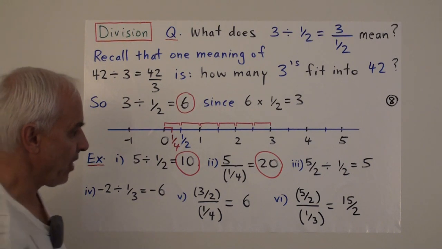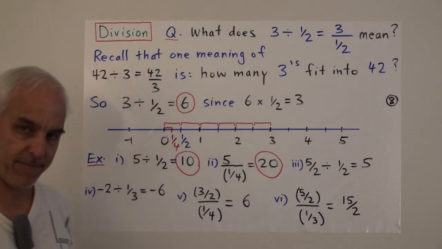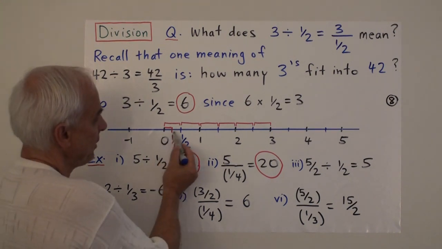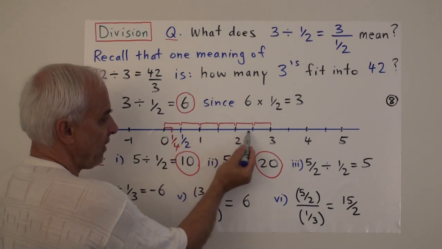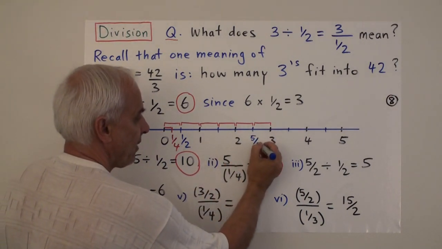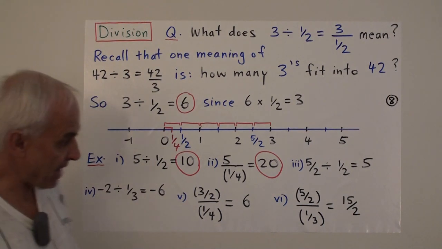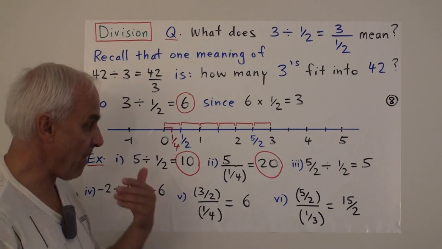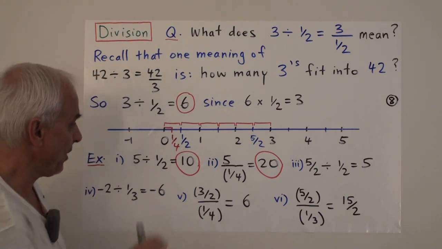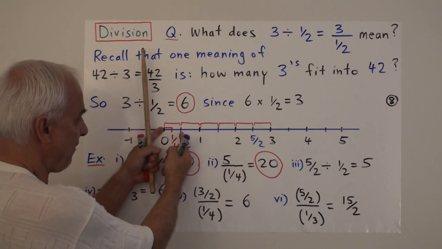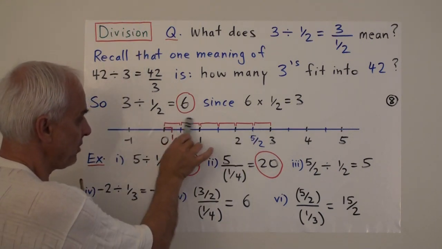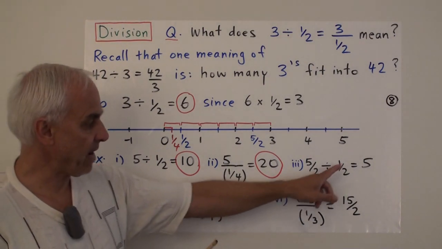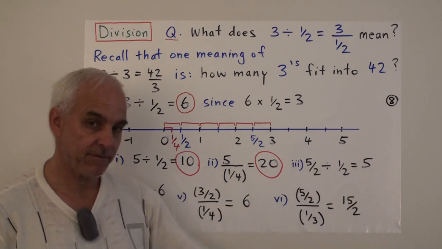Here's a little bit more sophisticated one. 5 halves divided by 1/2. Okay, where is 5 halves on the number line? Well, there's 1/2, 2 halves, 3 halves, 4 halves, 5 halves. There's 5 halves right there. So when I'm asking 5 halves divided by 1/2, one way of interpreting that is to say, how many halves fit into 5 halves? We can count them. 1, 2, 3, 4, 5. 5 of them. So 5 halves divided by a half is 5.